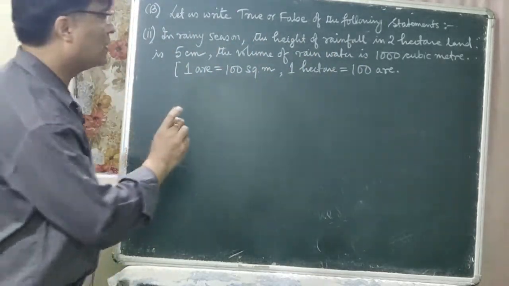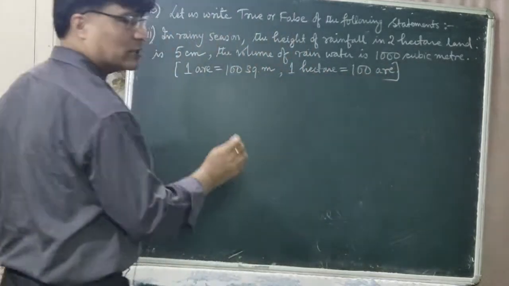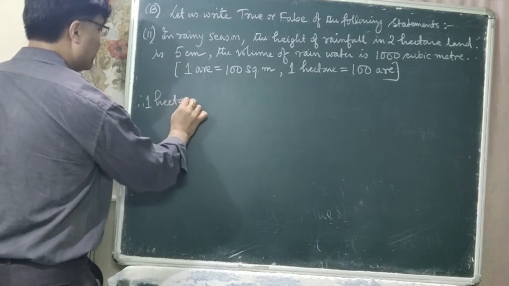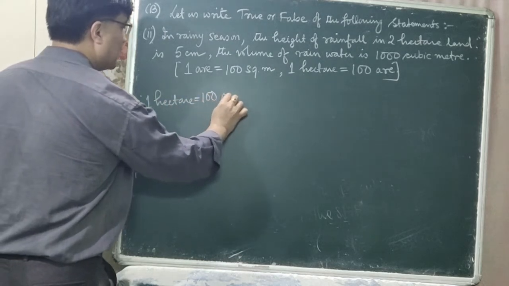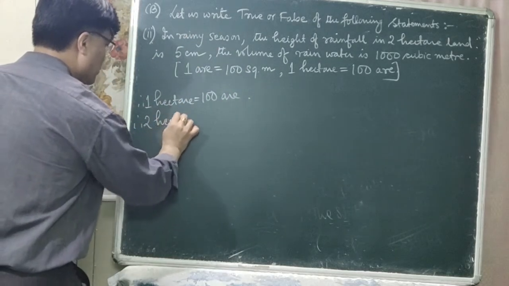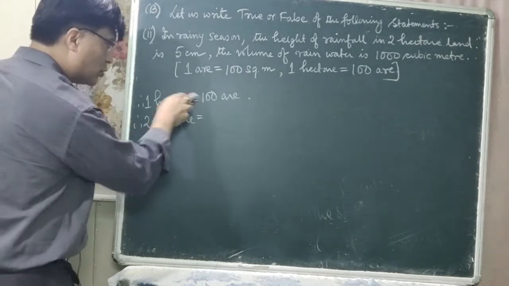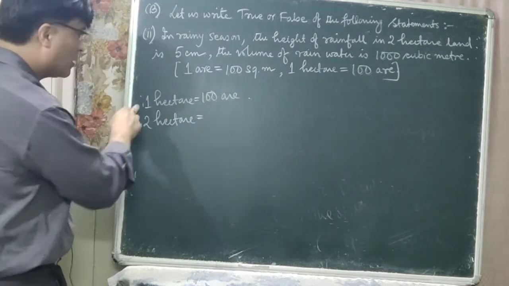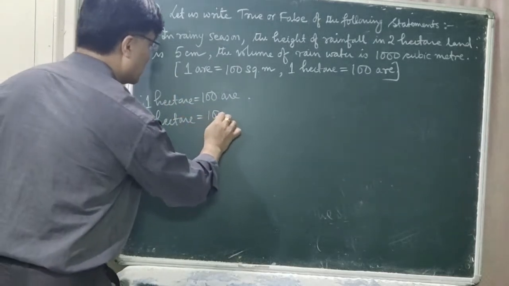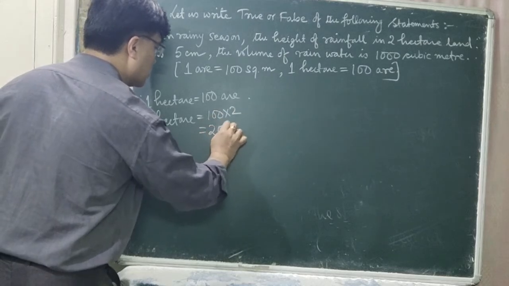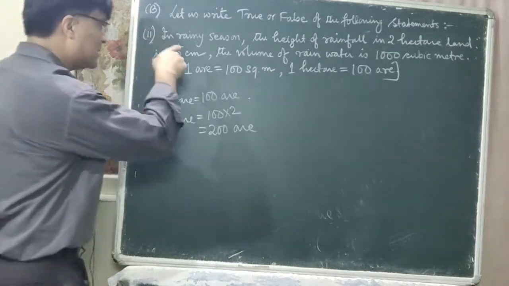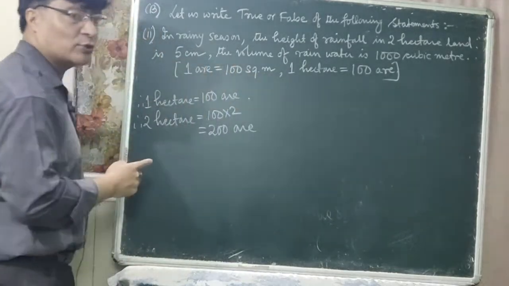So in the question it is given that 1 hectare is equal to 100 are. So write down therefore 1 hectare is equal to 100 are. Okay, so 2 hectare is equal to, it should be multiplied by 2. This is the unitary method. If 1 hectare is 100 are, then 2 hectare will be more, that means you have to multiply it. So 100 multiplied by 2 is equal to 200 are, right? So next this unit are should be converted into square meter.